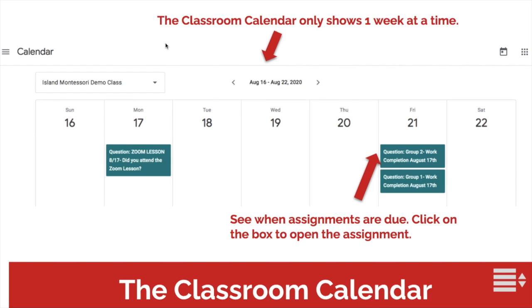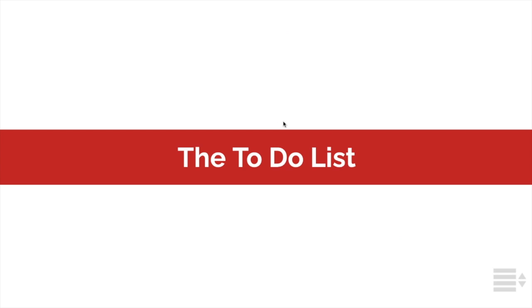Once you click on the calendar icon from the Pancake, you'll see the classroom calendar is going to only show 1 week at a time. The Pancake menu classroom calendar allows you to see any assignment that's due that week on the day that it is due. And you can click on the assignment to open that up. If your teacher has created an assignment for a Zoom lesson, it will show in this weekly view. If your teacher is not creating a Zoom lesson as an assignment, it is a calendar invitation that you've had to accept. Next up, we're going to be talking about the to-do list.